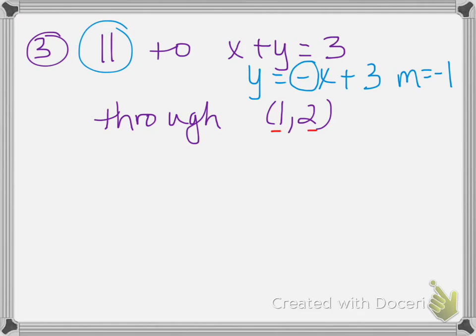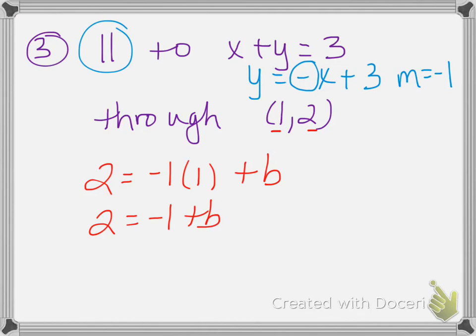Here's our x and our y. So y equals mx plus b. 2 equals -1 plus b. So b is 3, which means your equation is y equals -x plus 3.